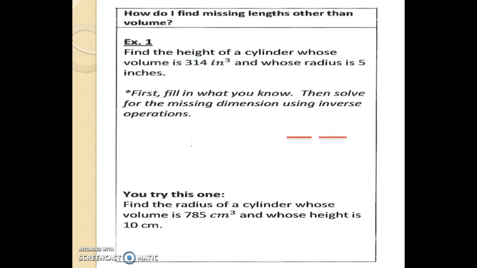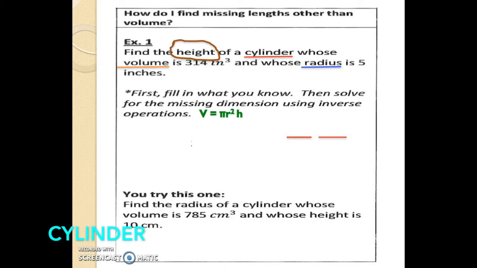Okay, the first thing we want to do is find out what's in question. So the height is what's in question. Next, we want to find out what formula I will be using. Formula for a cylinder. What do we already know? The volume and the radius. So let's extract that information and plug it into our formula.